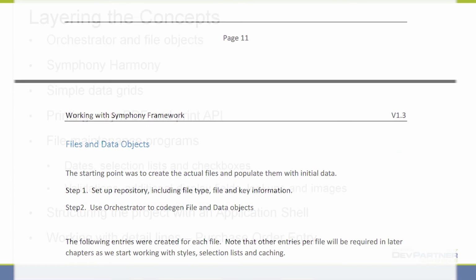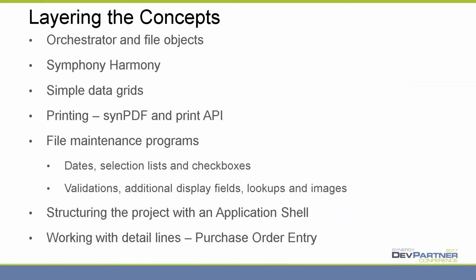So the starting point was actually just getting to grips with Orchestrator, building the file objects, and then seeing how that compared with Symphony Harmony. So we hadn't actually got into any I/O whatsoever. Then we moved on to simple data grids, as I said, then the printing stuff, and then we started putting together simple file maintenance programs, and we looked at how we brought in the straight out of the box repository stuff through the styles, the dates, selection lists, checkboxes.